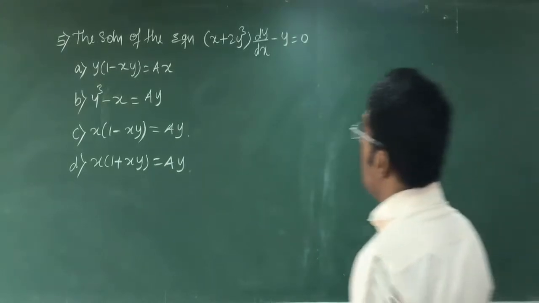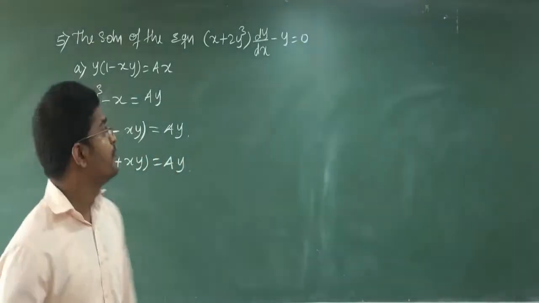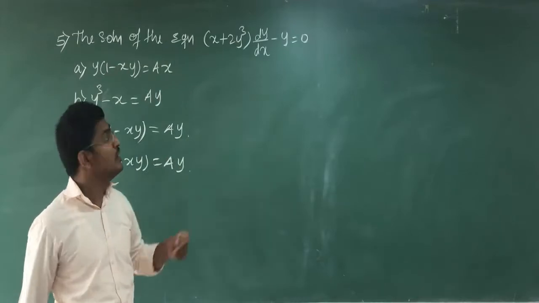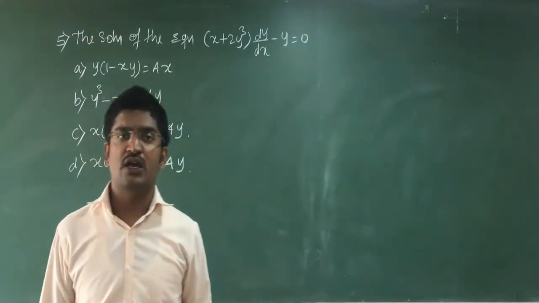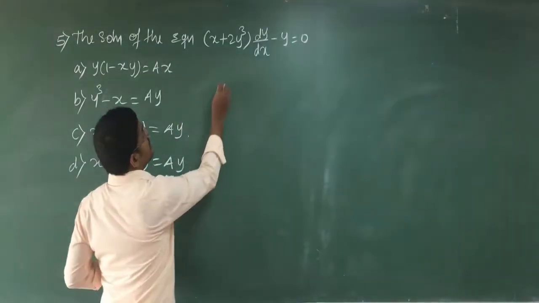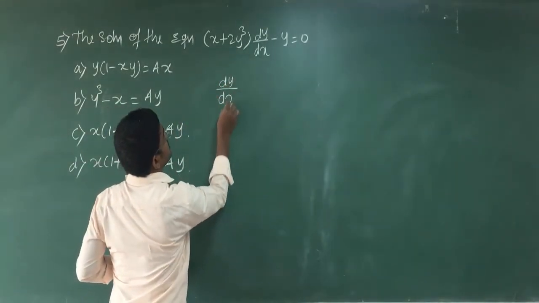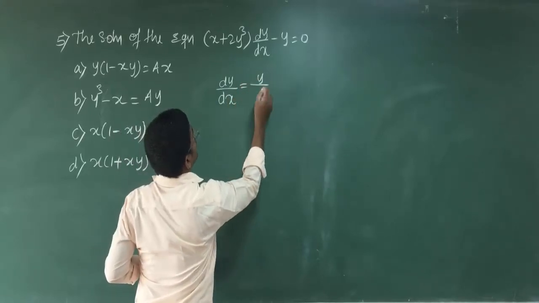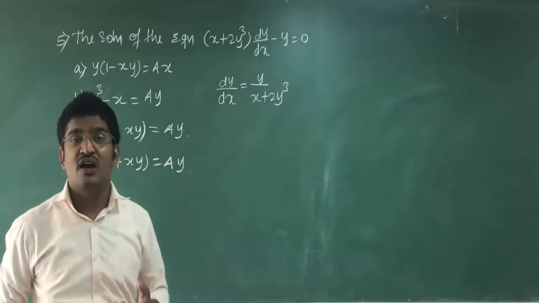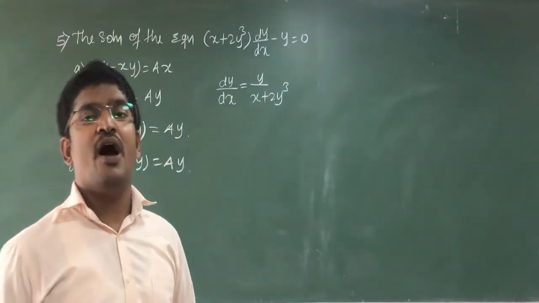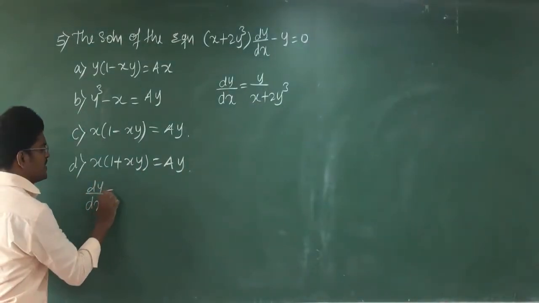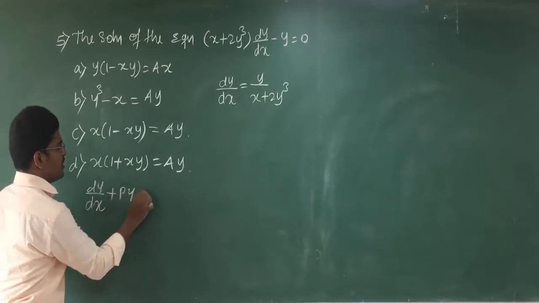Okay, now let us go for the fifth problem. Clear? The solution of the equation x plus 2y cube dy by dx minus y equal to 0. This can be written as dy by dx equal to y divided by x plus 2y cube. But again, you can't solve it by the form dy by dx plus py equal to q.